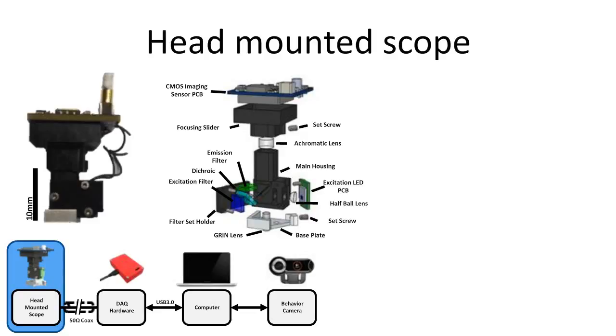This is the GRIN lens here, and the excitation light and the emitted light go through it, and this focuses the light. The excitation light is generated by this LED, which will shine light that is focused on the sample, and the emitted light goes back up through the emission filter and through the achromatic lens and eventually focused onto the CMOS imaging sensor.